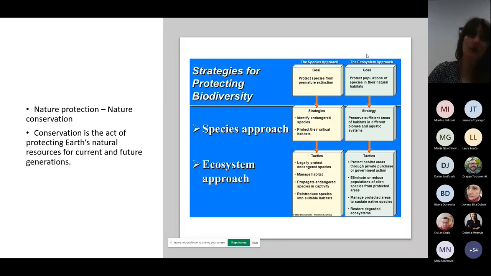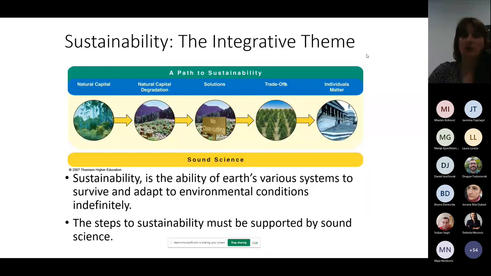I mentioned sustainability, so this term should be clear as well, because it's frequently used and it should be used properly. Sustainability is the ability of Earth's various systems to survive and adapt to environmental conditions indefinitely. So what are the steps to reach a sustainable society? We are going to talk about that for the next hour.